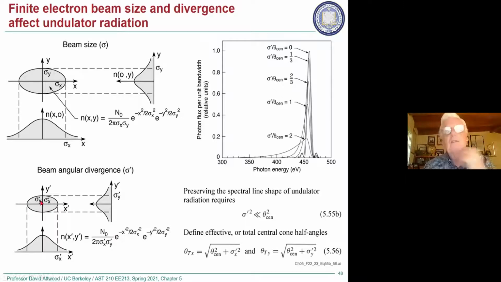The electrons, what is the angle that the electrons are making with the axis of the undulator? Basically, the electrons are not all parallel. They're slightly divergent. And if you want to have good undulator properties, you want this divergence to be much less than the central radiation cone. The ALS does this quite fine because our central radiation cone is like 30 microradians.